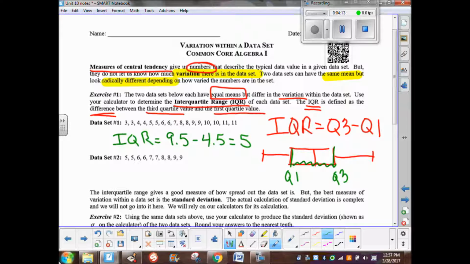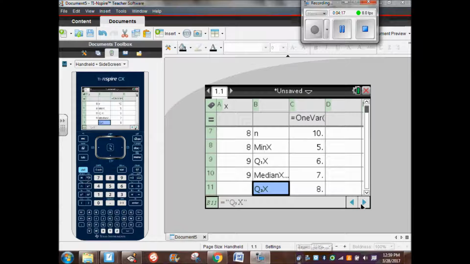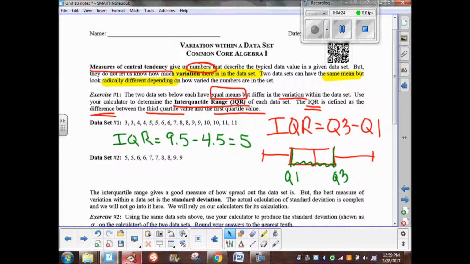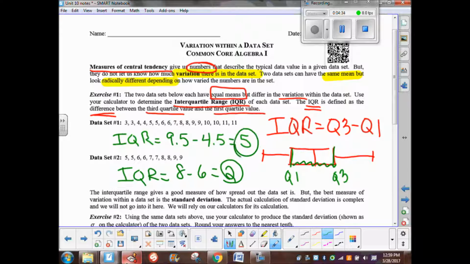Now let's do the same thing for data set 2. For data set 2, Q3 is 8, Q1 is 6. So the IQR for that data is 8 minus 6, which is 2. If I were to make a box plot of that, would my box be bigger or smaller for data set 2? It would be smaller. It would only be 2 integers.